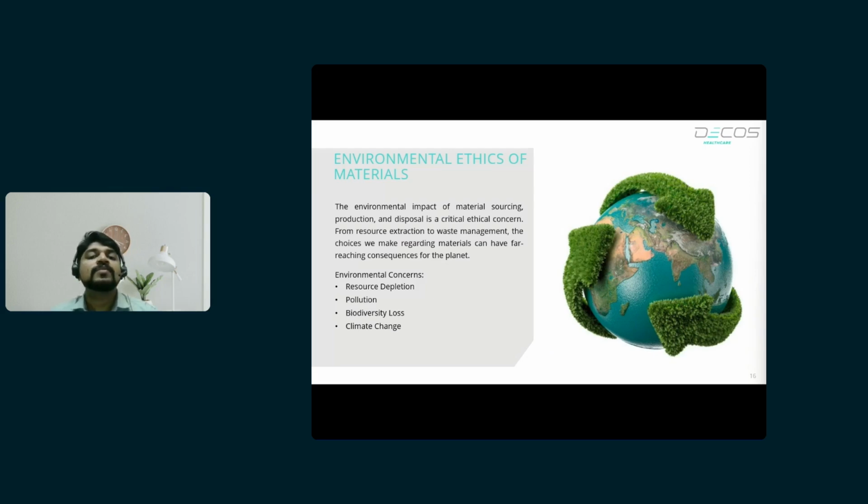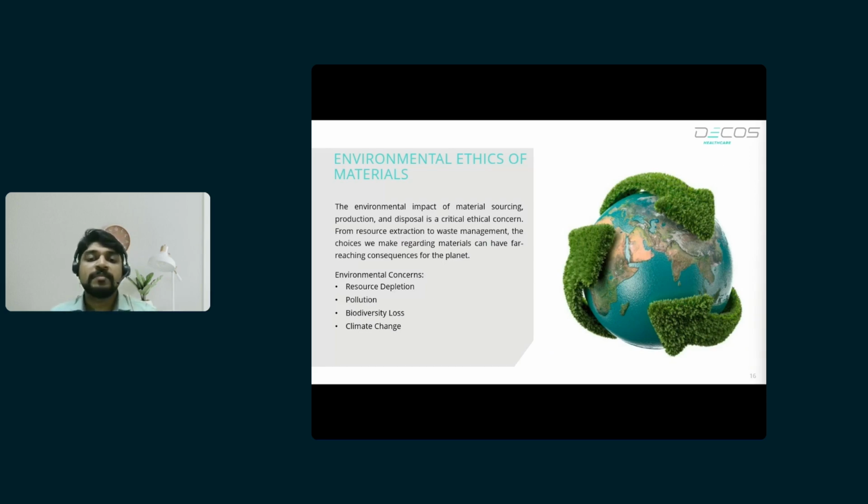Here is a breakdown of key aspects of environmental concerns. Resource depletion: considering the ethical implications of using finite resources like metals and minerals, sustainable alternatives and responsible sourcing practices are very crucial. Then next is pollution. Material extraction, processing, and disposal can generate a significant amount of pollution. So minimizing pollution through cleaner technologies and responsible waste management systems are ethical considerations here.